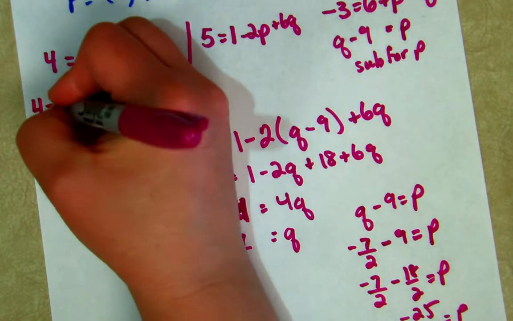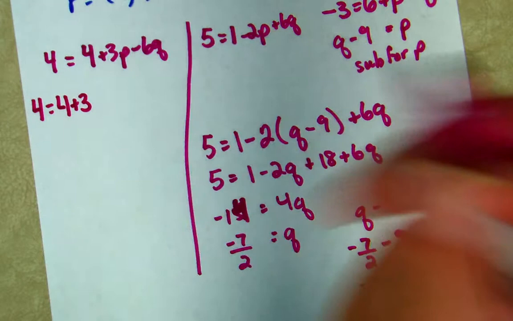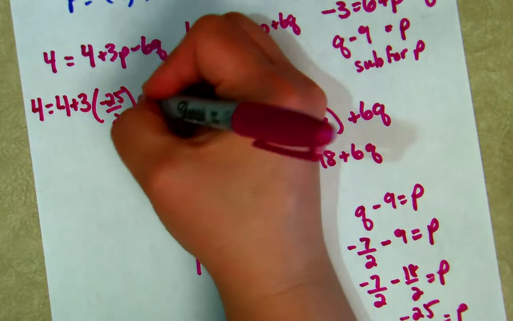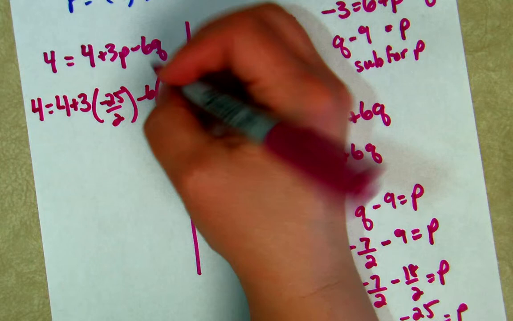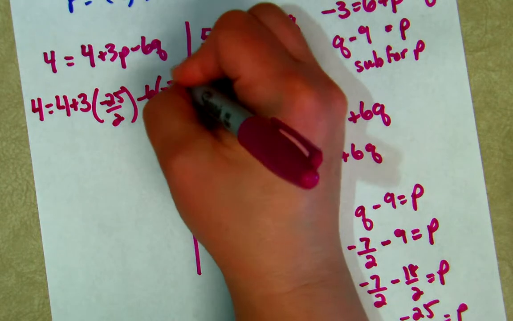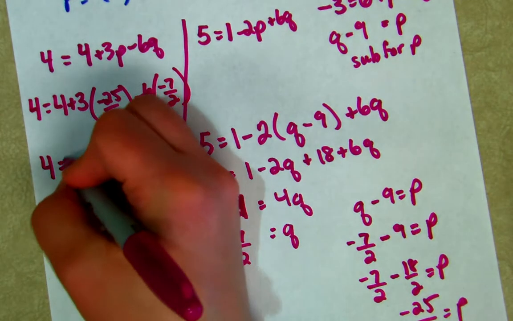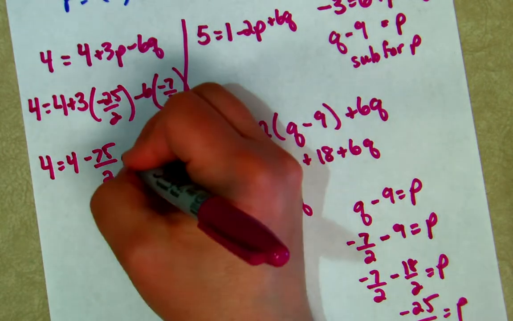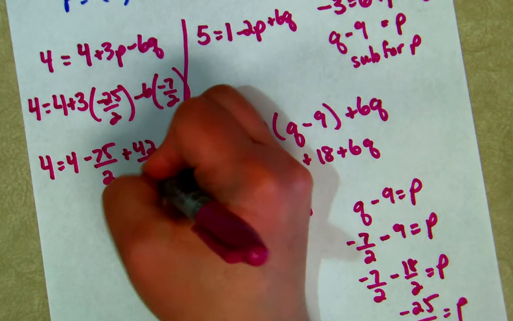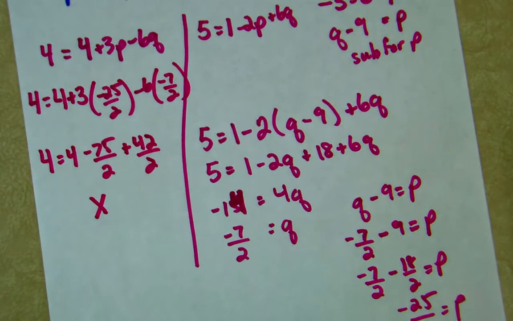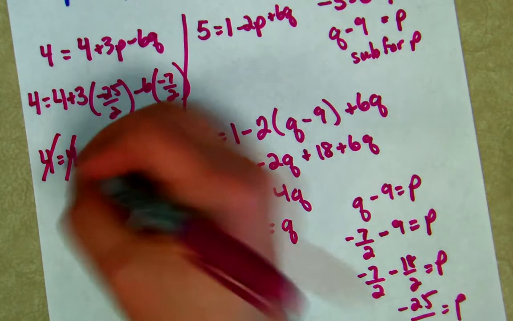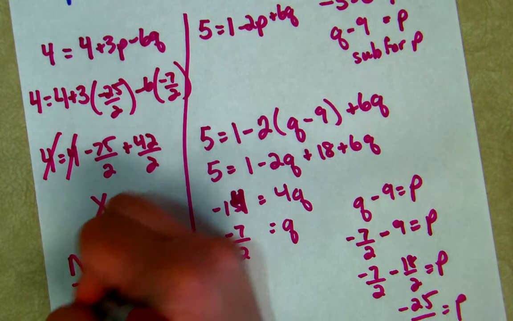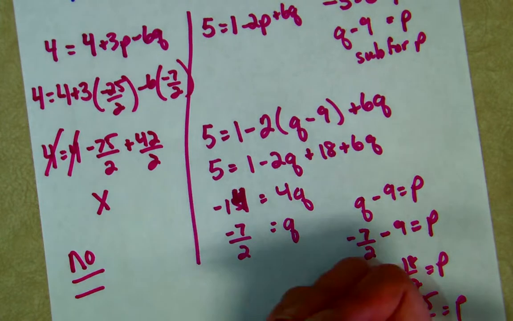So 4 equals 4 plus 3 times P, which is negative 25 over 2, minus 6 times Q, which is negative 7 over 2. So 4 equals 4 minus 75 over 2, plus 42 over 2, and that is not going to work because the 4's will cancel out and there's no way that those cancel out. So no, the point is not on the plane.